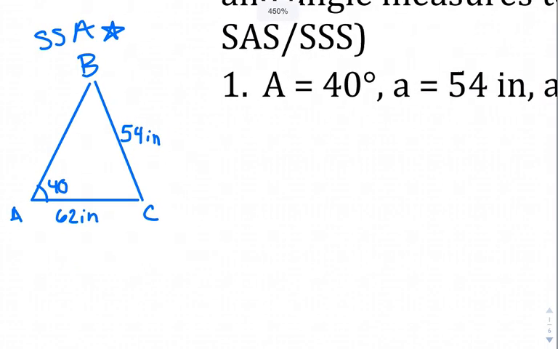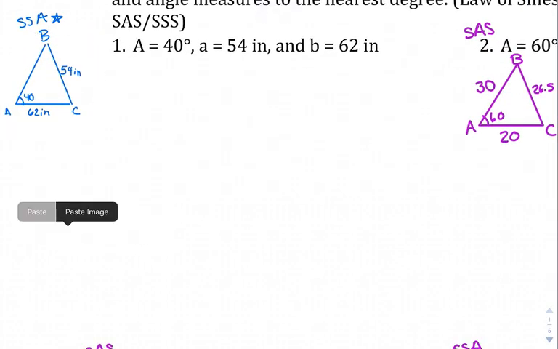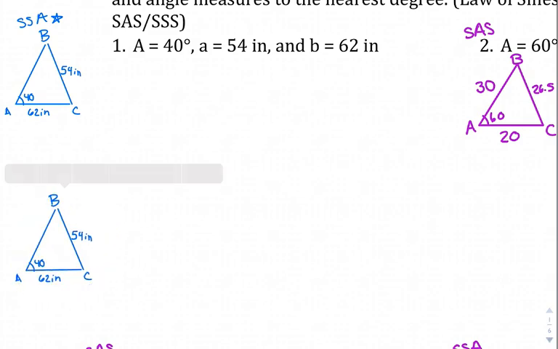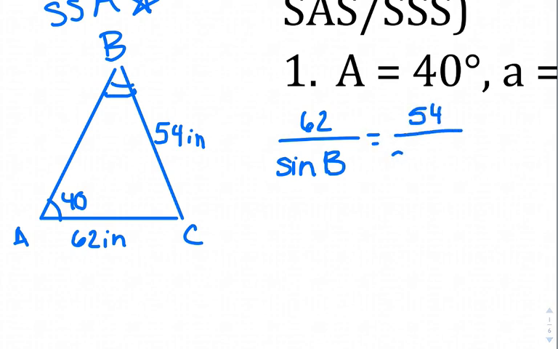Once I realize that it's a side side angle triangle, I'm going to do a little copy and paste to make sure I get both triangles complete. So first thing I have to do is solve for the angle across from the given side. I already have angle A and side A, so I'm going to solve for angle B using law of sines. It's going to be 62 over sine B equals 54 over sine 40.